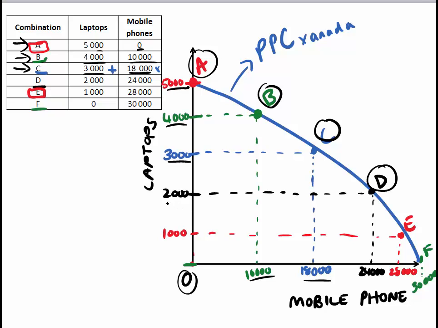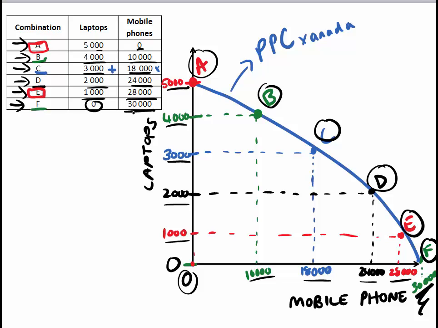At point D, we can produce 2,000 laptops together with 24,000 mobile phones. So D is the same as the table. At E, we can simultaneously produce 1,000 laptops and 28,000 phones. And then lastly, point F, we can't produce any laptops, but we can produce a maximum of 30,000 mobile phones.